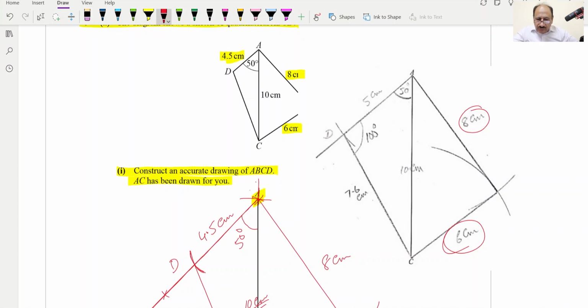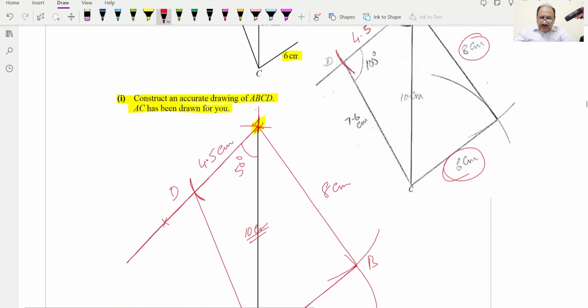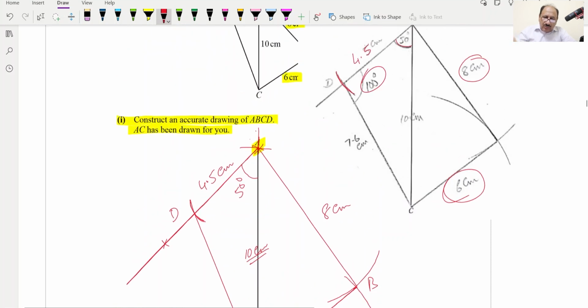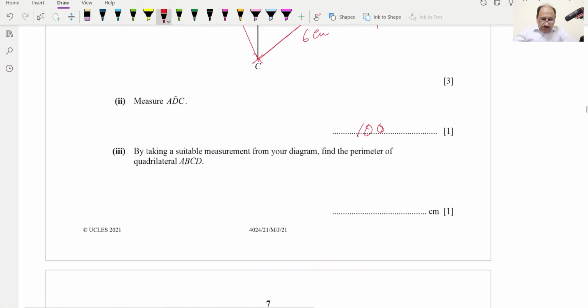And then I have taken this line for the angle 50 degree, and after that we have intersected this, in fact this is 4.5. So this is 4.5 and make an arc like this, and this will be 50 degree. And then for the next part, this is measure ADC. ADC is around 100, so you can write over here 100, or maybe you are getting a little variation, so not an issue. Then next is what?